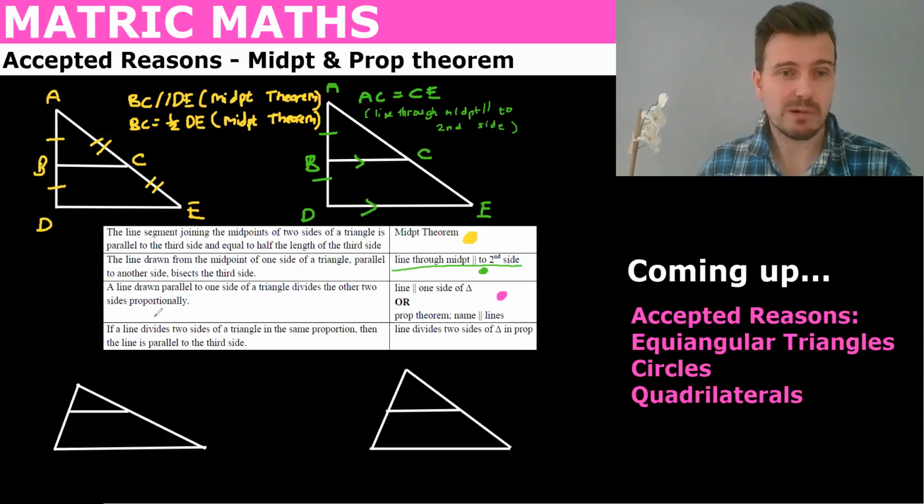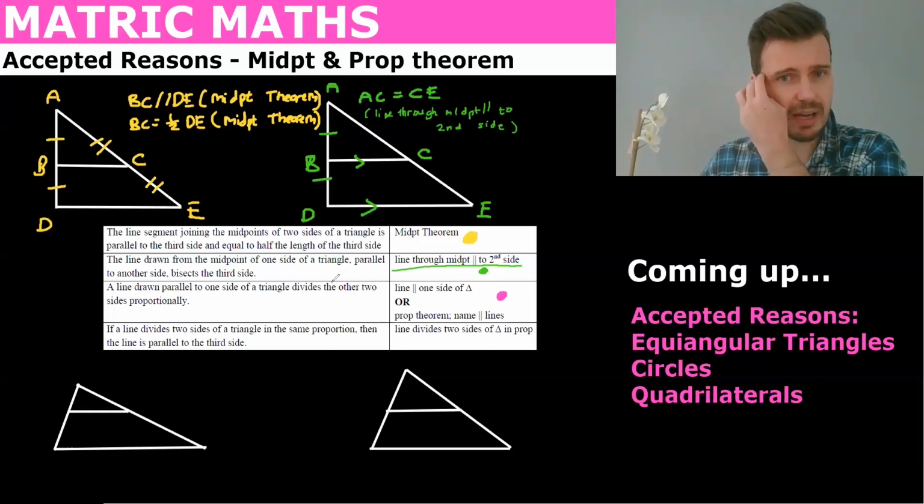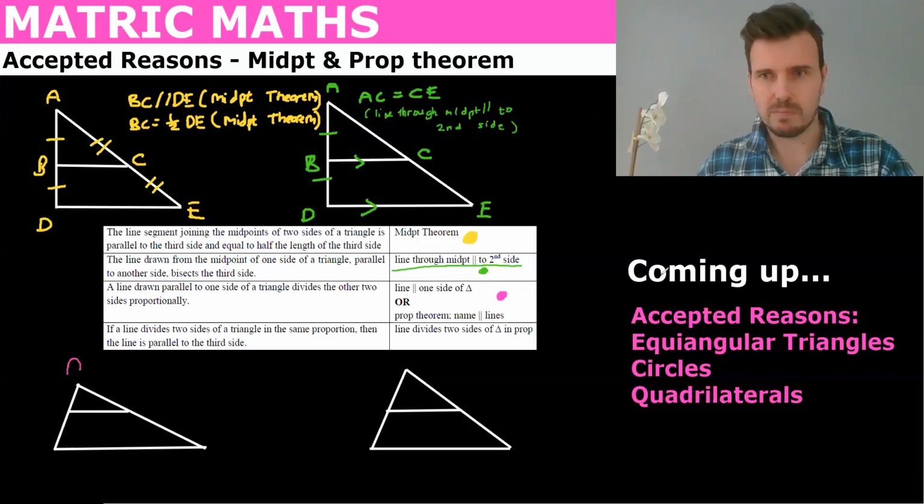All right, so prop theorem, let's look at it. A line drawn parallel to one side of the triangle divides the other two sides proportionally. Okay, so prop theorem, proportional, you can see. So it's got nothing to do with the midpoint, it's got to do with the proportionality.